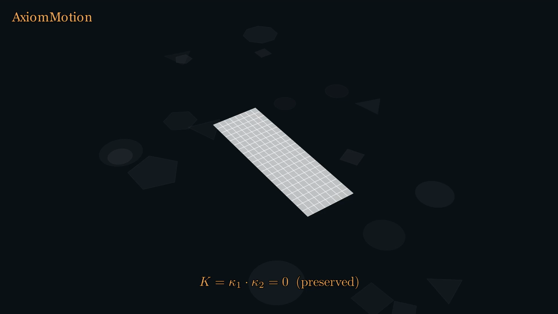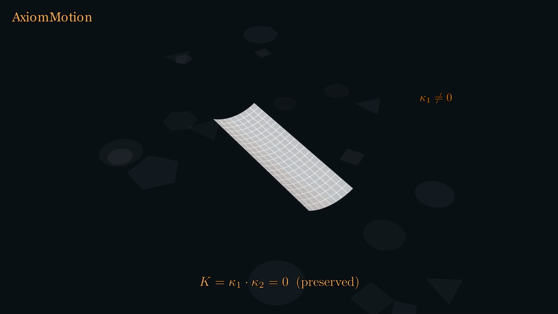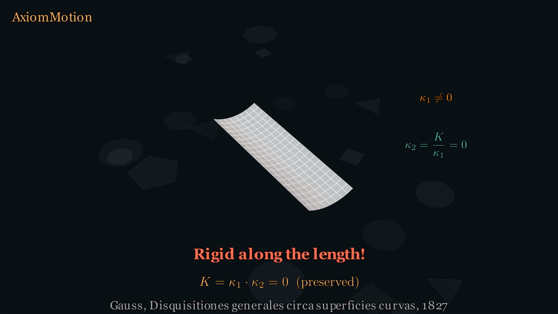Theorema Egregium says this cannot change when you bend it, as long as you do not stretch it. So fold the slice across its width. Now κ1 is not 0, but K must still be 0, since K equals κ1 times κ2 is forced to be 0. The slice cannot droop along its length. Folding creates rigidity in the perpendicular direction. This is not folklore. This is a theorem proven by Carl Friedrich Gauss in October 1827.